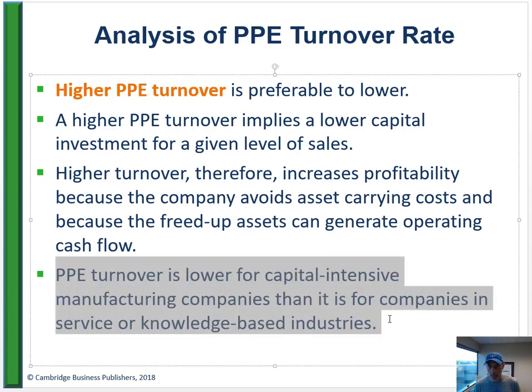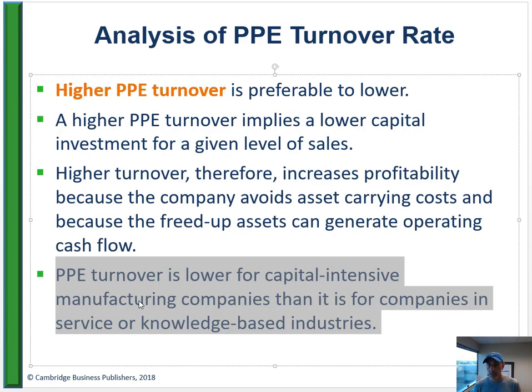I just note this last point. PP&E turnover is going to be lower for capital intensive manufacturing companies, which is just the math, right? The more property, plant, and equipment we have, the larger that number, the fewer times we're going to be able to divide that into sales.